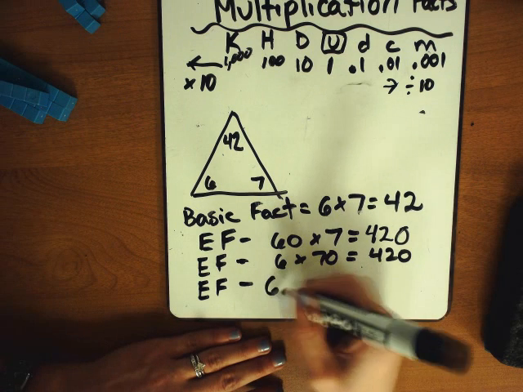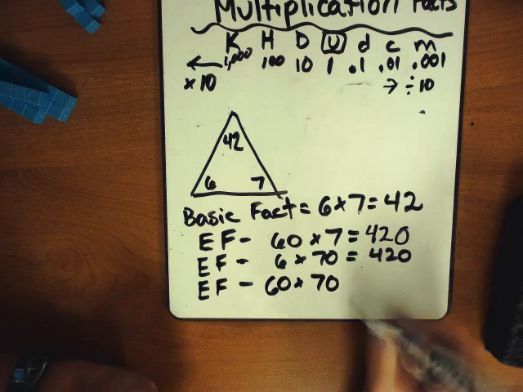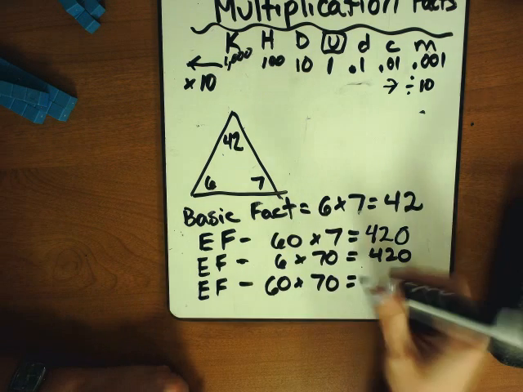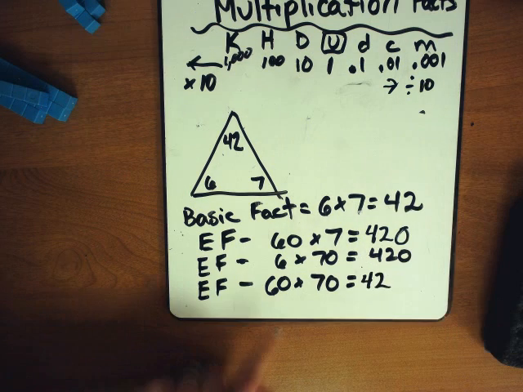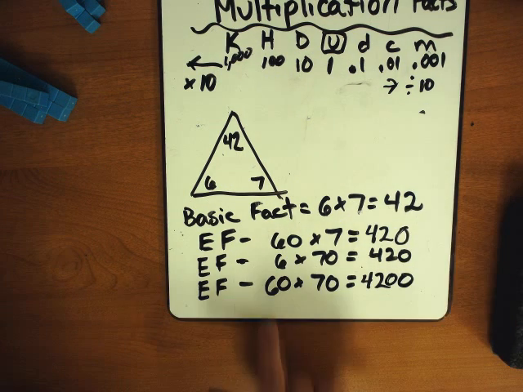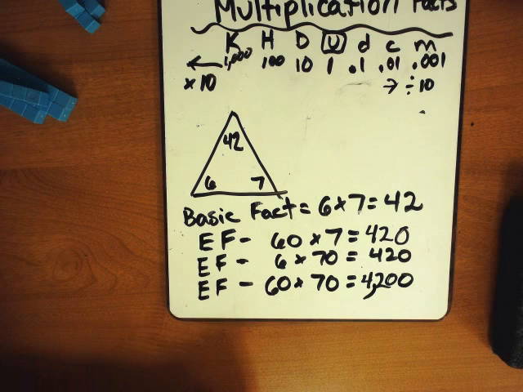So I have 6 times 10 is 60, and 7 times 10, 70. Okay? Using my basic facts, 6 times 7 is 42. I multiplied by 10 once, by 10 twice. So my answer of 60 times 70 is 4,200.